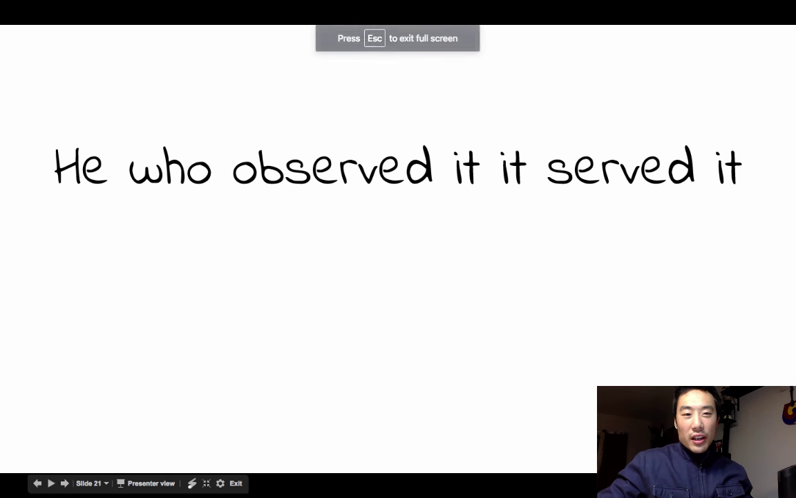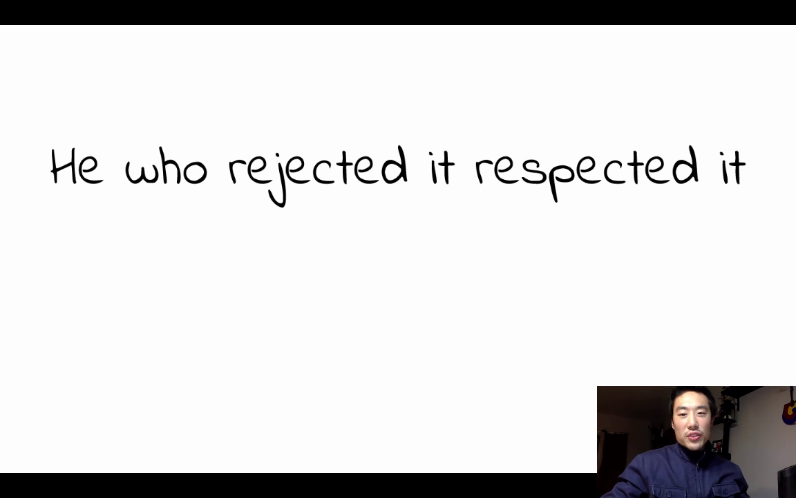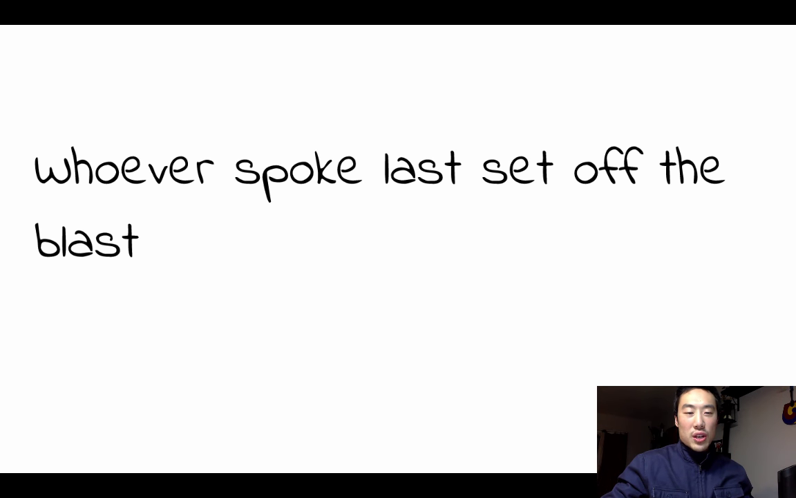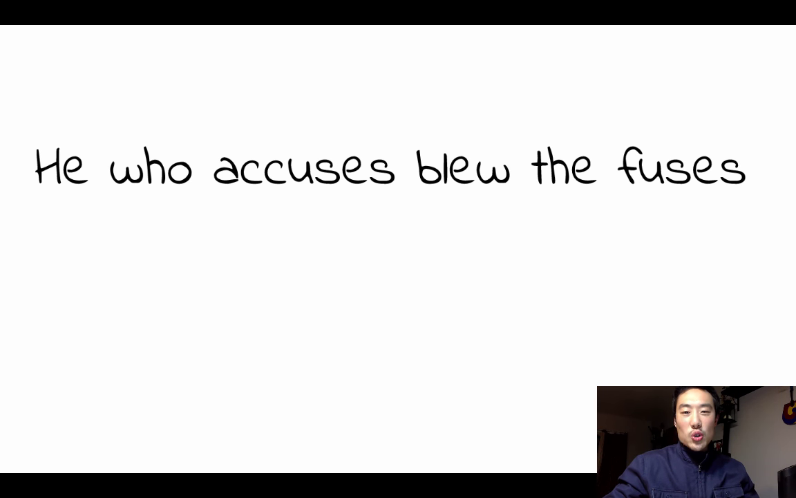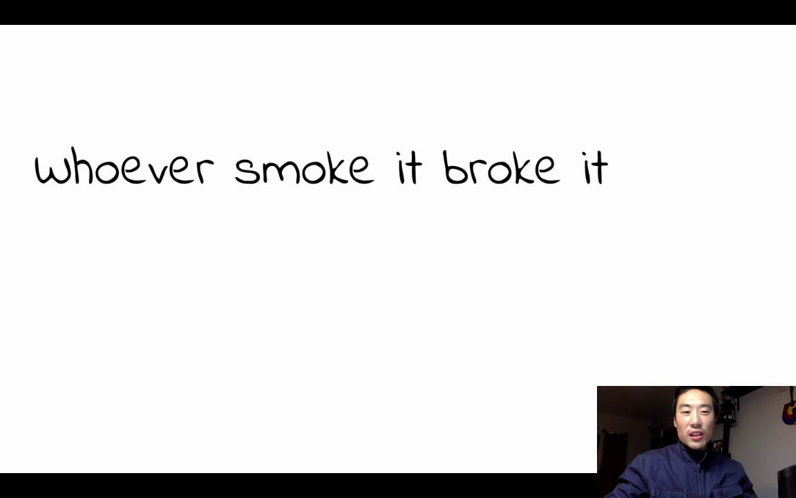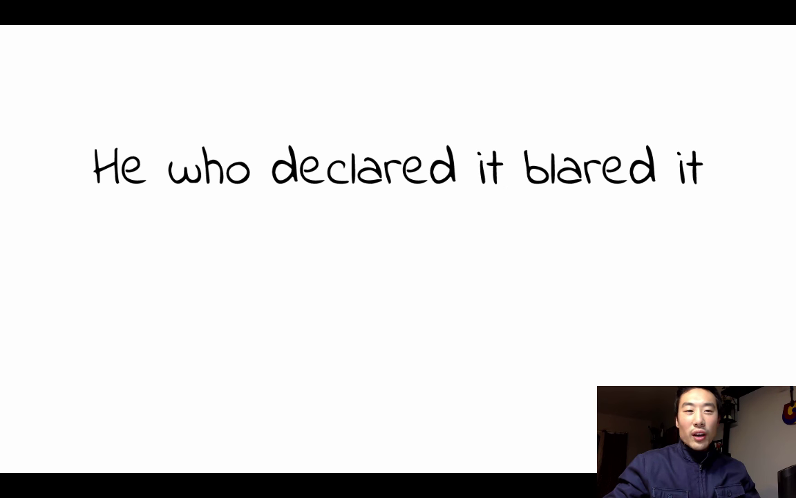Whoever spotted the Delta, he who declared it, blared it, he who observed it, he who detected, rejected it, he who rejected it, respected it, whoever spoke last out of the blast, whoever denied it, so defined it, he who introduced it, produced it, he who refuted it, he who argued, persecuted it, whoever spoke broke it, he who declared it, blared it.